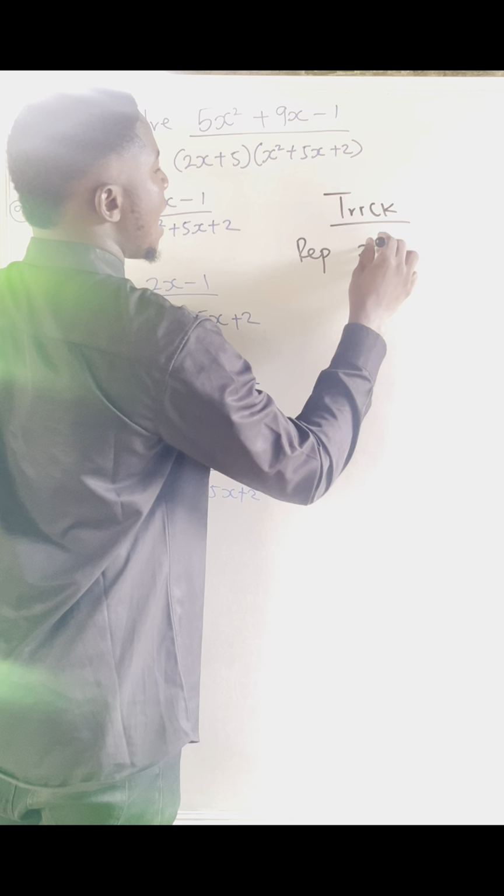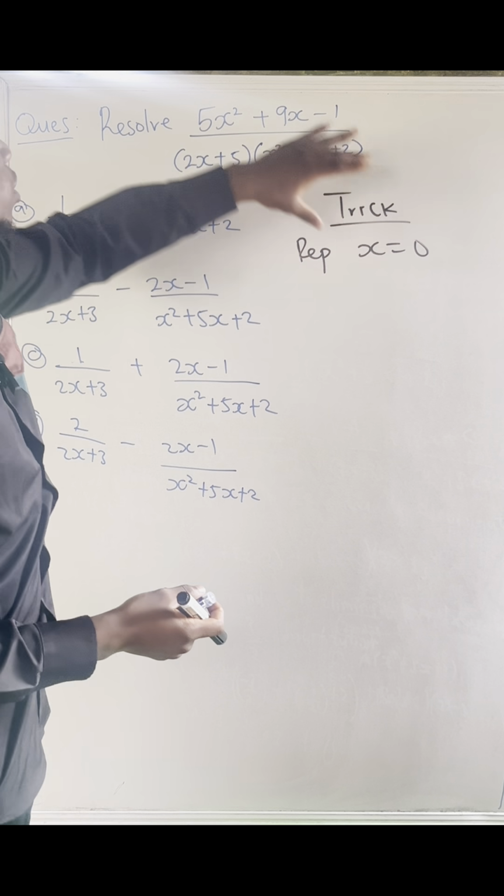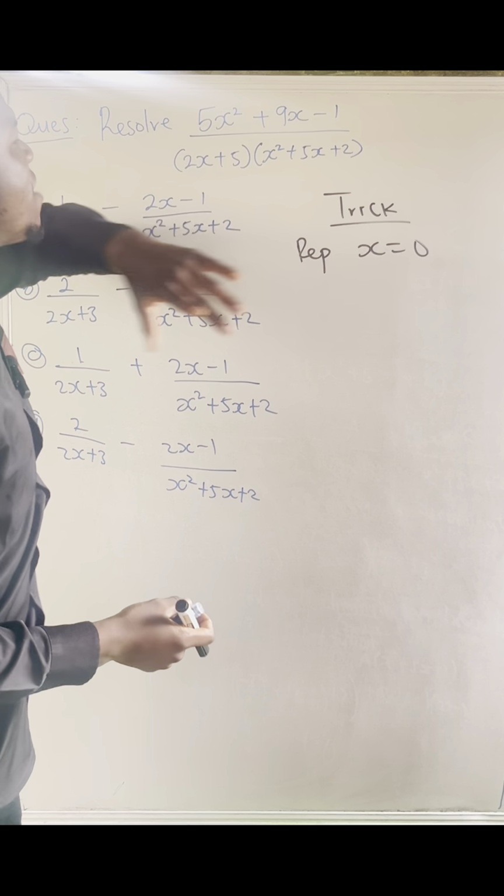So the trick is just that you are going to represent x as 0. You are going to substitute this x as 0 into this equation. If I substitute this x as 0 into this equation, then I'm going to get, sorry, this one should be 3. I'm going to get minus 1 over 6, because this one will be 0, 0, 0, 0. That is minus 1. And this one will be 0 plus 3, 3. 0 plus 2. So 3 times 2, 6. So I'm going to get minus 1 over 6.